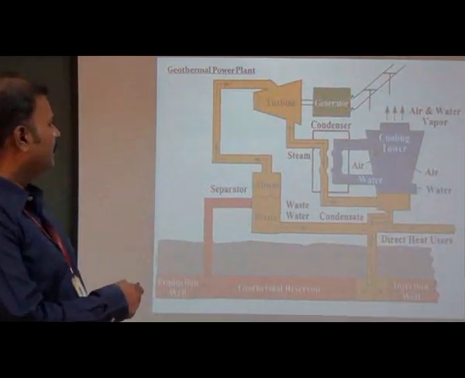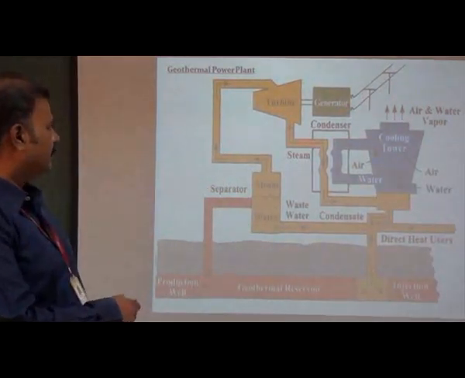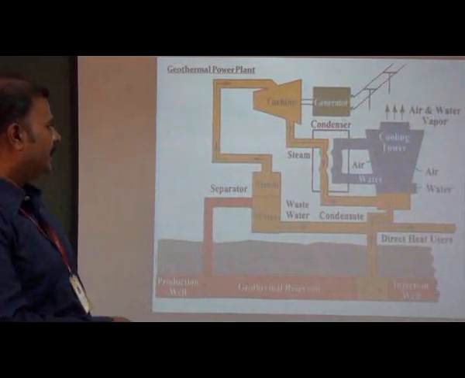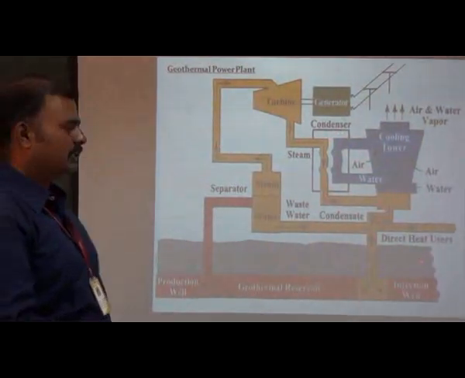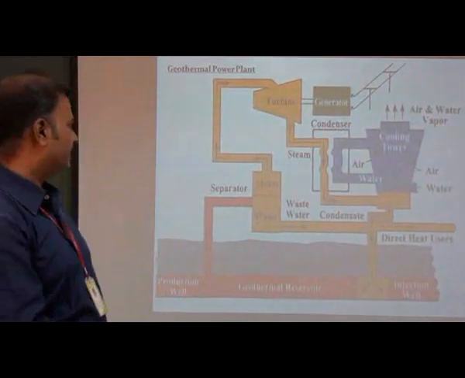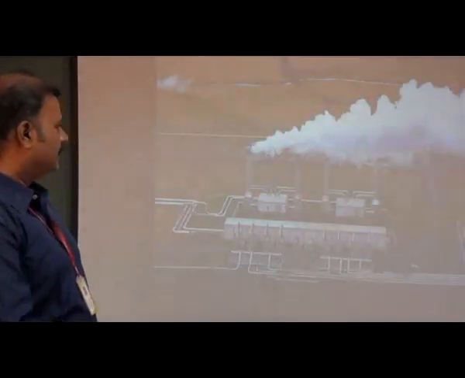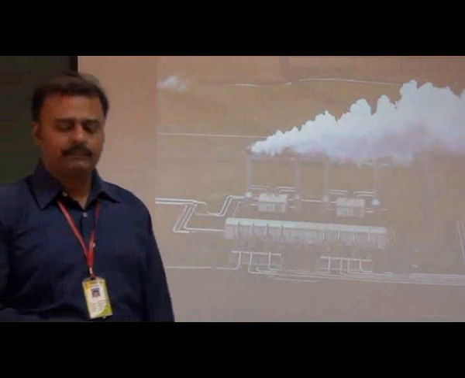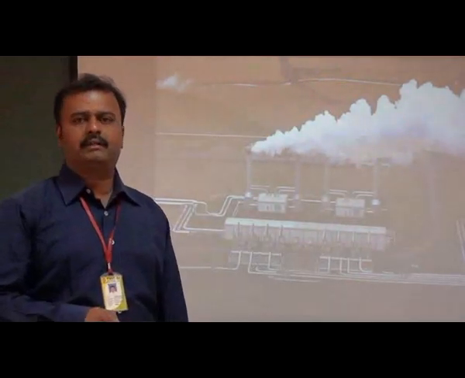The exhaust steam which is coming from the turbine is condensed in the condenser. Again it is pumped back to the injection well. So this is called a geothermal energy power plant. This is a typical example of the geothermal energy power plant. These power plants are all additional power plants which are upcoming.